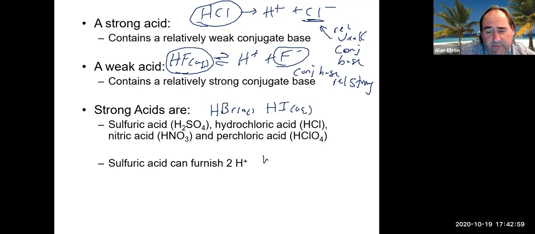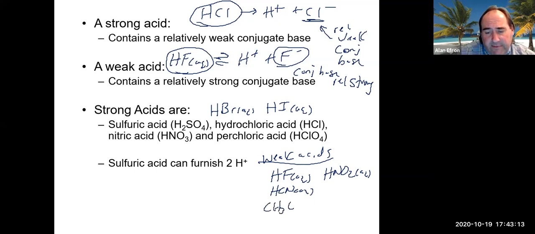Some weak acids, which are very common: HF, as I put there, HNO2, which is nitrous acid, HCN, and acetic acid, which is basically vinegar. That's another weak acid as well. So those are some weak acids.